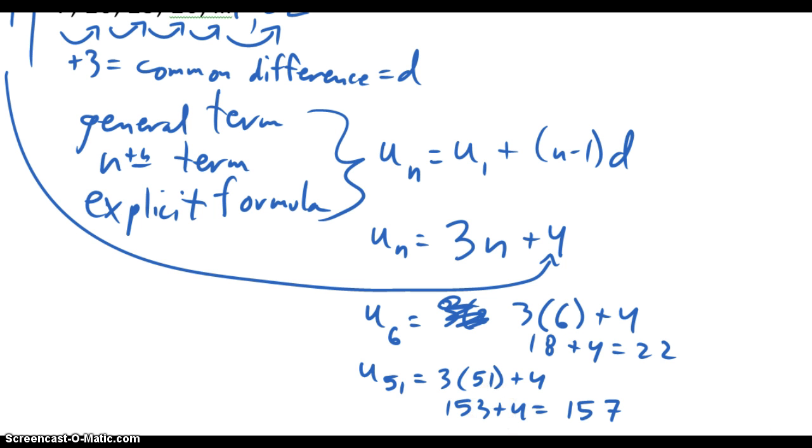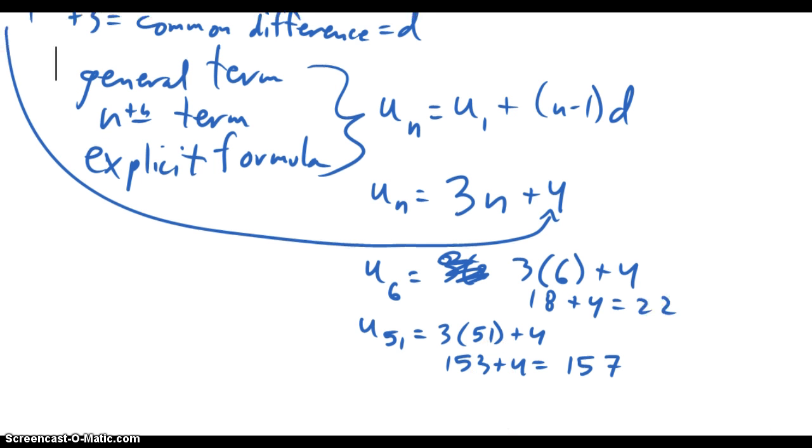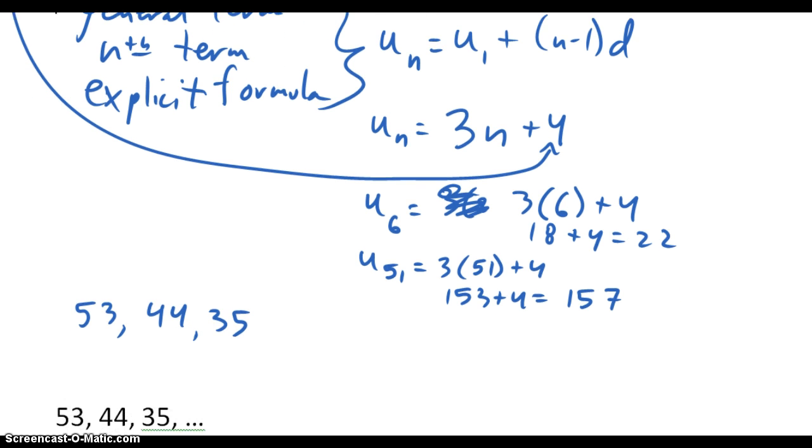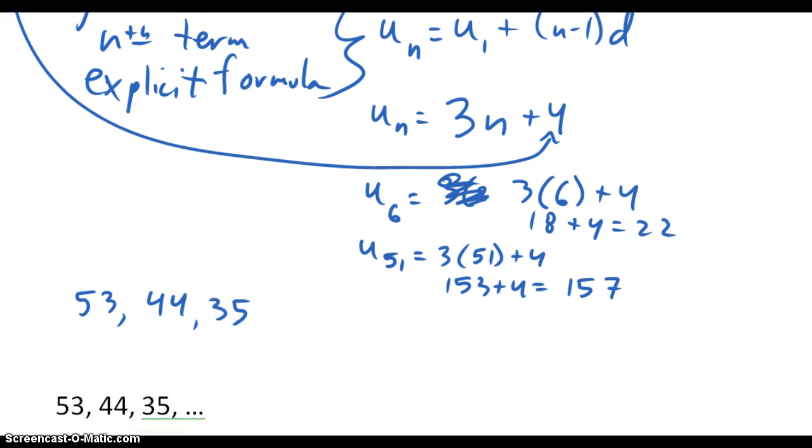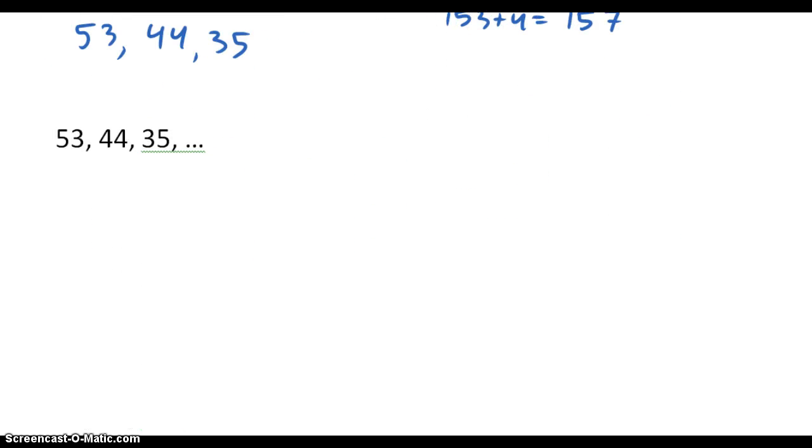Does that make sense? So now you go ahead and try one. I'm going to give you a sequence. It's going to go like this: 53, 44, 35. Okay? And I want you to find u sub n, the general term, and I want you to find the 19th term. Okay? So go ahead and pause the video and see if you can find these two things. Pause it now.